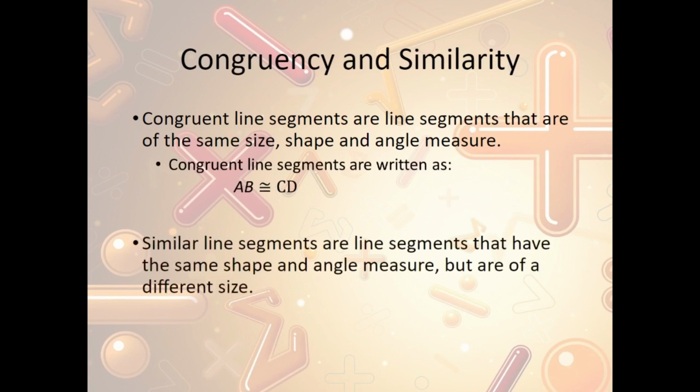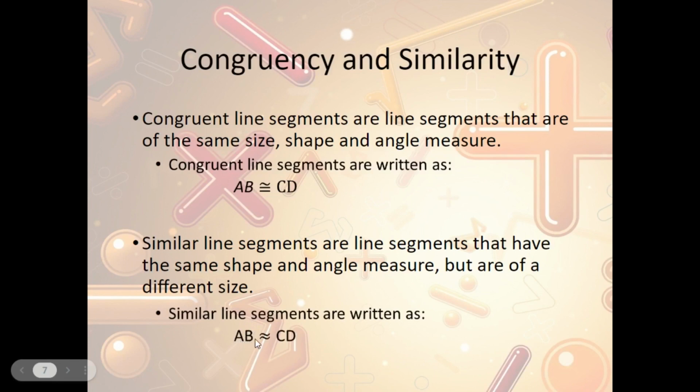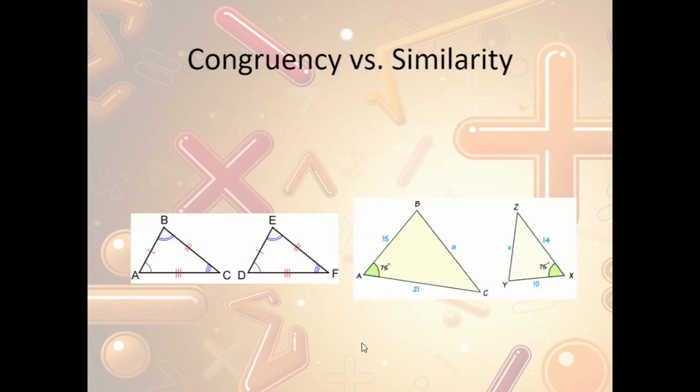Similar figures have the same shape and angle measure but have a different size. So we'd have a line segment that is half of the original or a third of the original or something like that. And the way we write that is AB is similar to CD. So congruent is an equal sign with the squiggly over the top. Similar is the double squiggly.